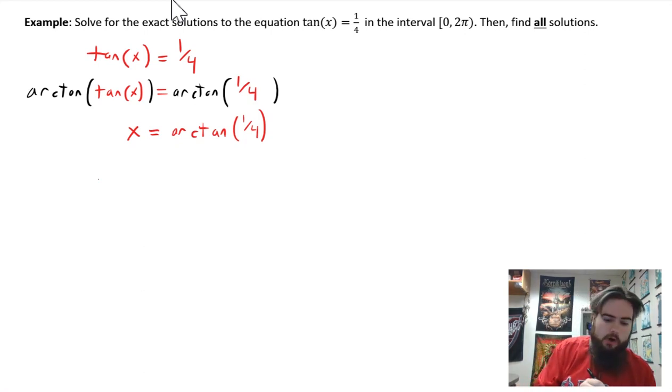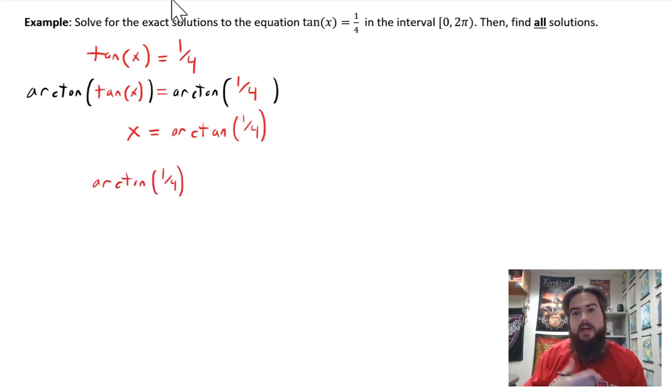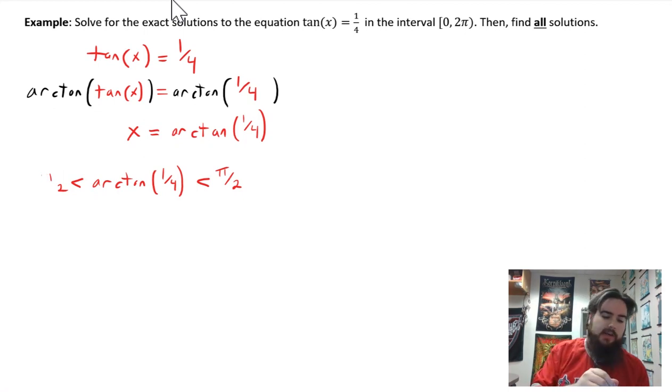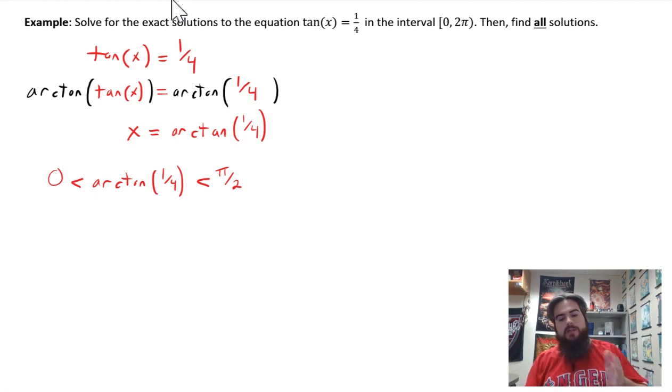Keep in mind that arctangent of 1/4 is defined based on the range of arctangent to be within negative pi halves and pi halves. More specifically, because that ratio of 1/4 is positive, this angle measure is going to end up being between 0 and pi halves, or some angle measure in quadrant 1 of the unit circle. What angle measure exactly? I don't know unless I want to approximate using a calculator, but I'm going to keep it as it is. So arctangent of 1/4 is an angle measure in quadrant 1.